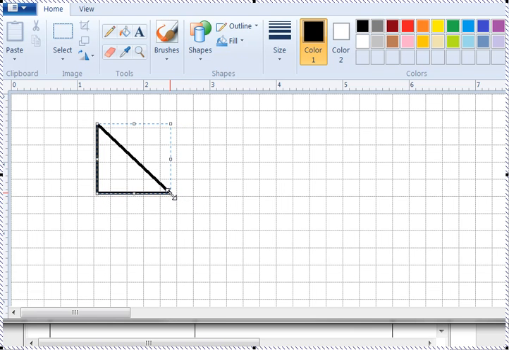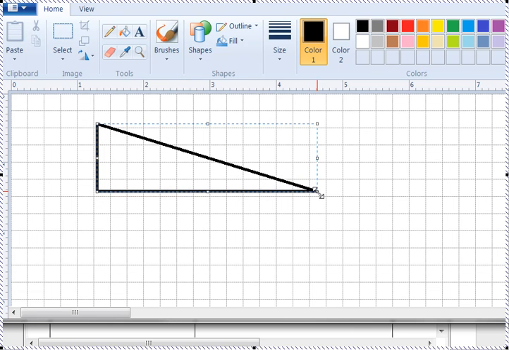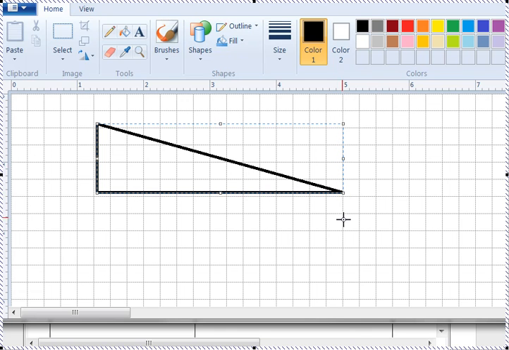Well, it could be, but watch. It's still a right triangle, but I now made it into a scalene triangle because none of the sides are the same now, even though I still have a right triangle in there. Does that kind of clarify? What's going on?